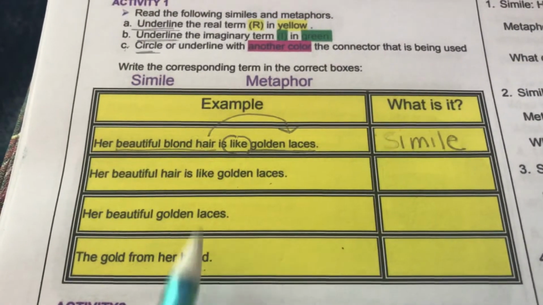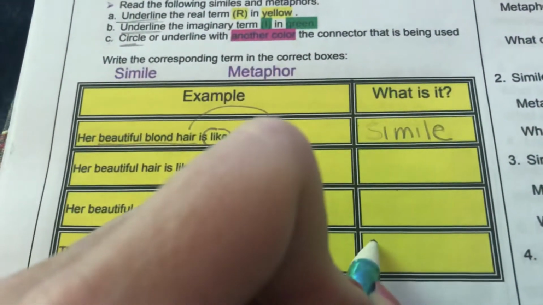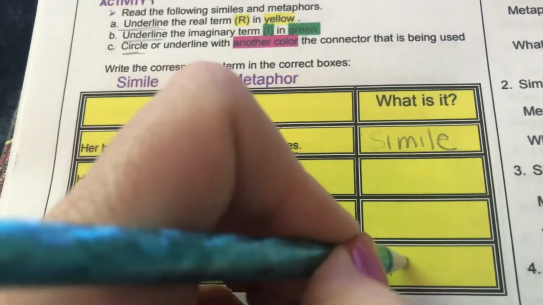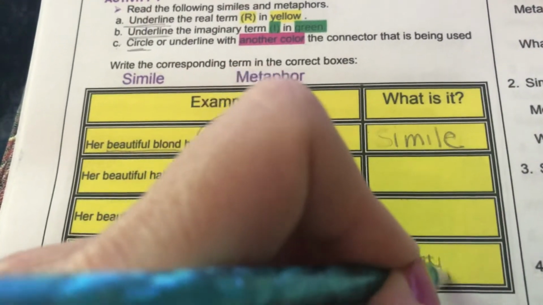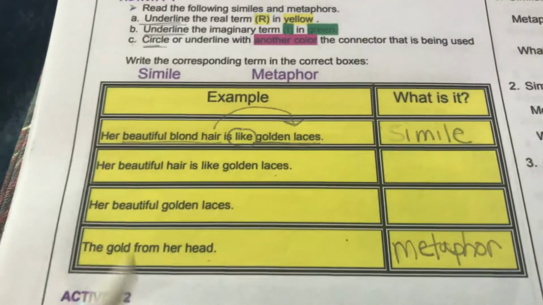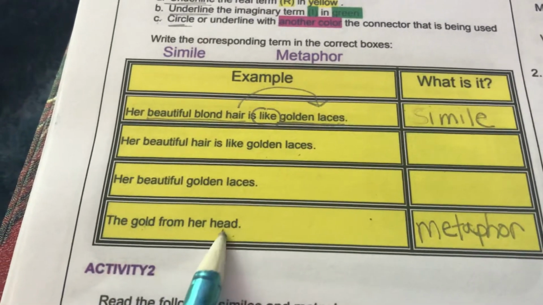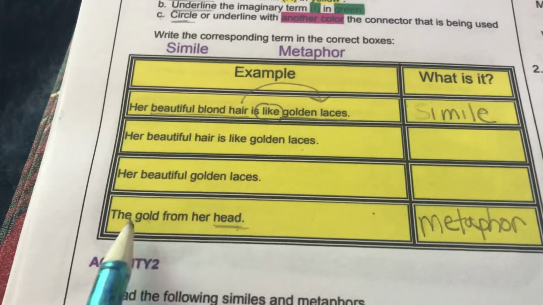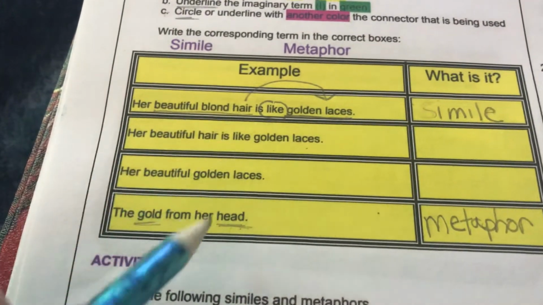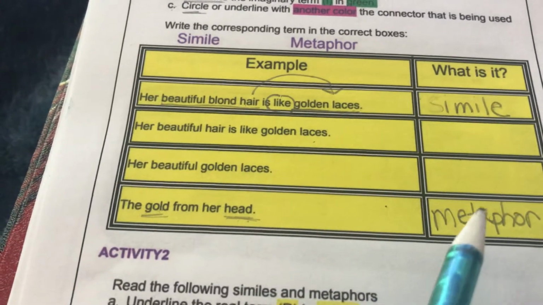Okay, I do not hear a connector. So I automatically know, because I do not hear like or as, that this is a metaphor. Right? There's a direct comparison of gold and then her head, right? So that's how I know it's a metaphor. But without that connector, it cannot be a simile. It has to be a metaphor.